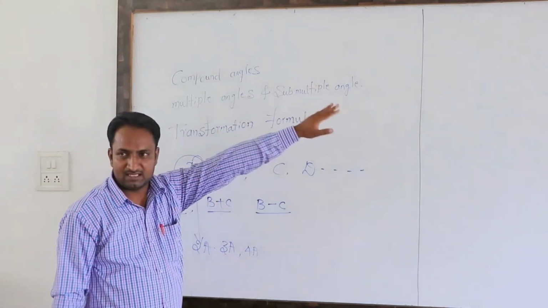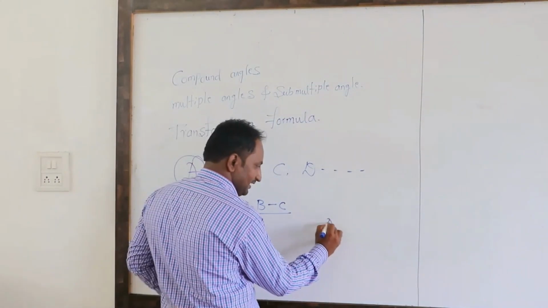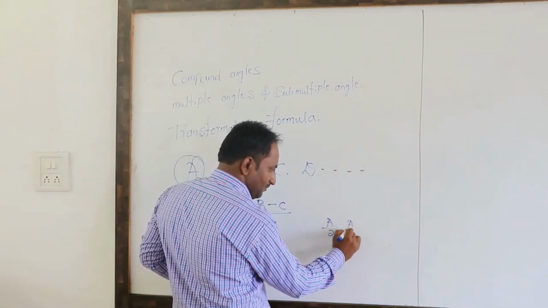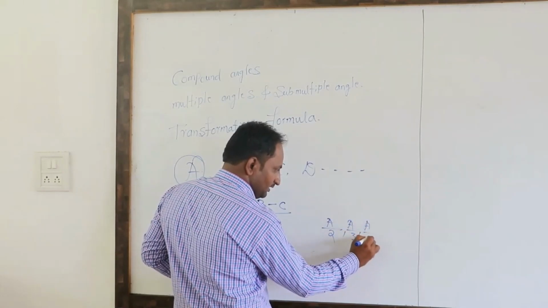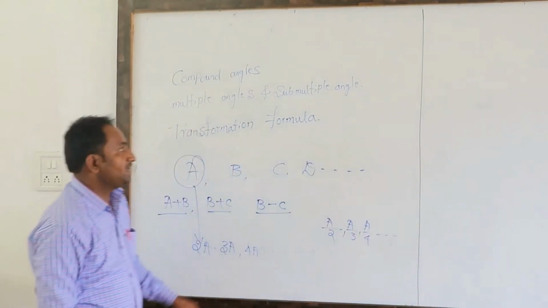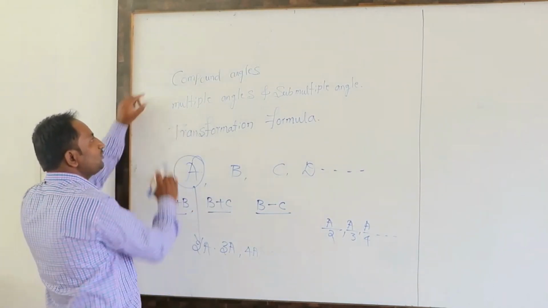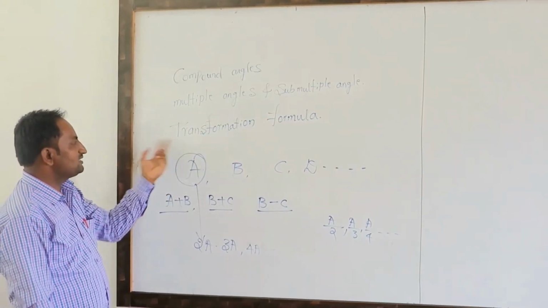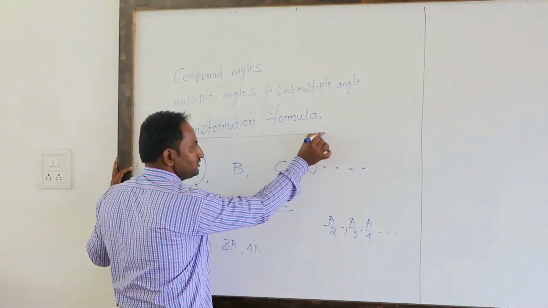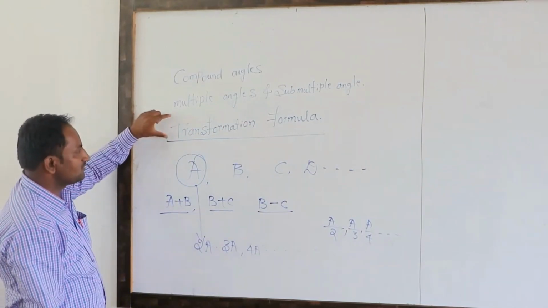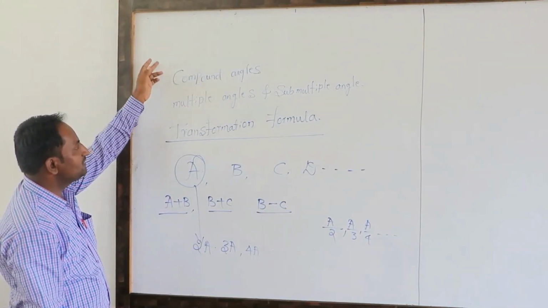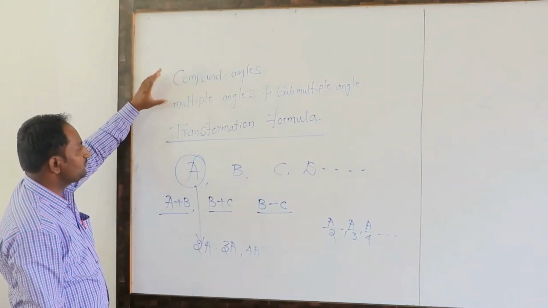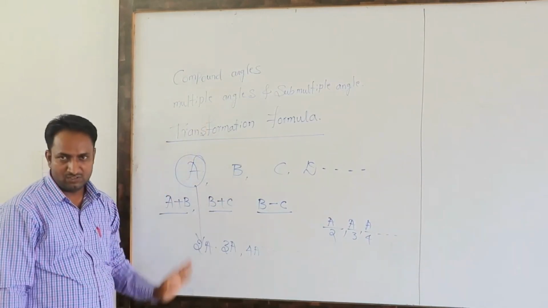Then submultiple angles means, if A is an angle, the corresponding submultiples are A by 2, A by 3, A by 4. These are the submultiple angles. And by using the concepts of compound angles, multiple angles and submultiple angles, we can derive some basic formulas like the transformation formula.